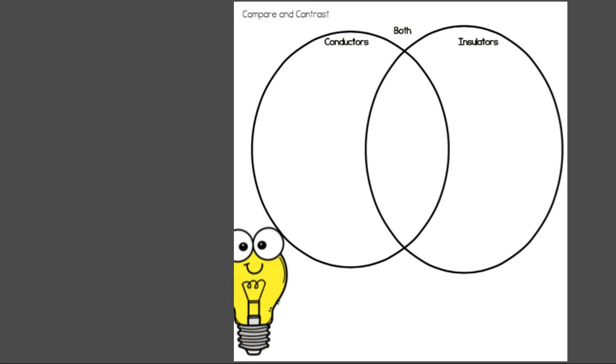Then we need to fill out this graphic organizer that says conductors, insulators, or both. So what characteristics, which items belong to conductors, which items belong to insulators, which items belong to both? For example, something I would put in the both category is they're both matter, right? They're both stuff. They're all solids, liquids, gases, and so they would both be matter.